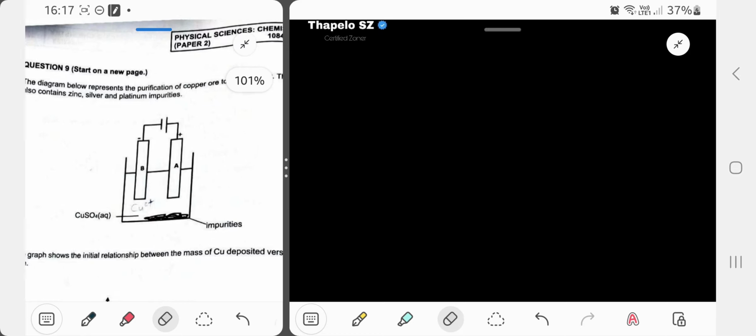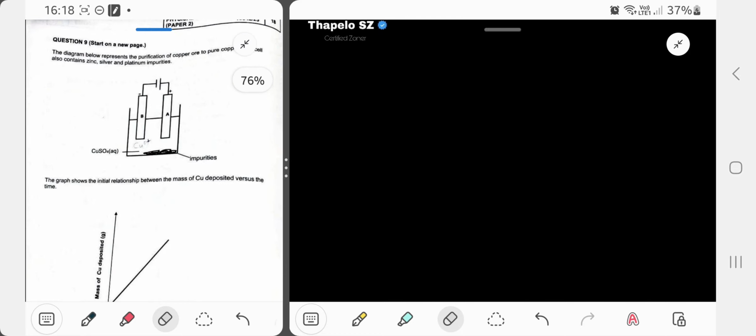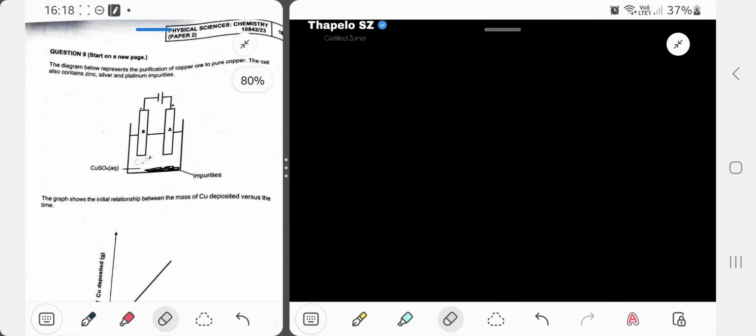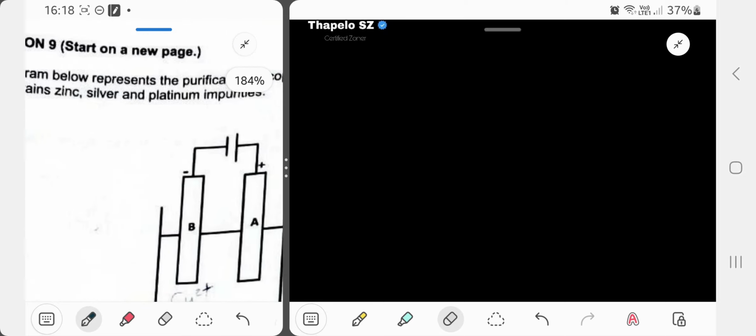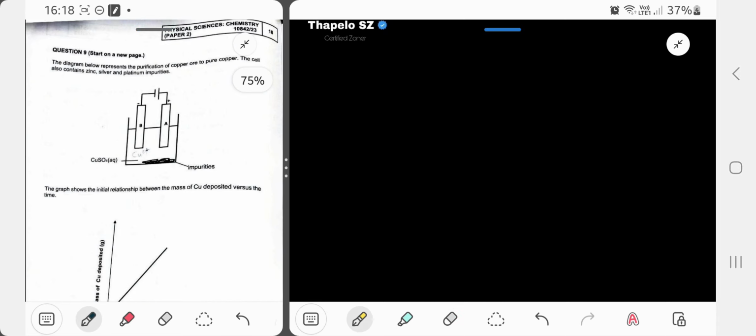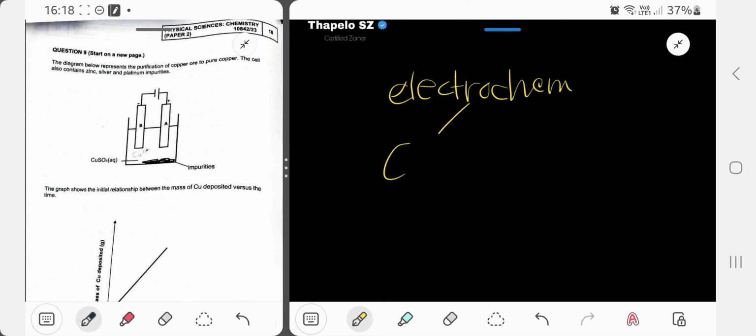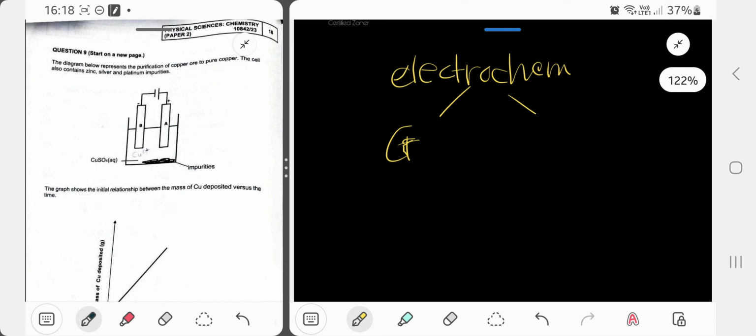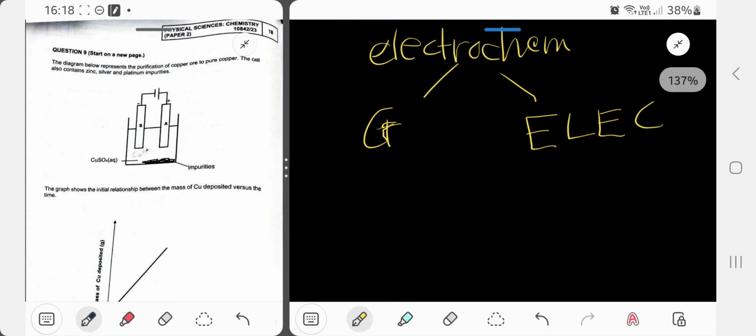So this is the last question of the paper, and it's obviously electrochemistry. And under electrochemistry, to be specific, this is electrolytic cell, right? So remember, electrochemistry is divided into two, right? In electrochem, we have the galvanic, I'll just say G here, and we have the electrolytic, so I'll just say elec, right? And they are divided into two, right?